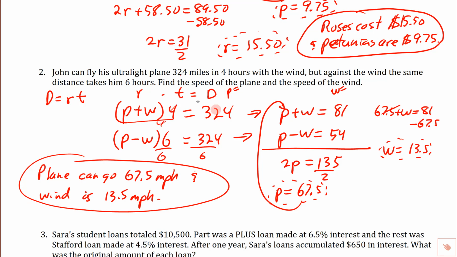We've declared the variables. We've set up a system. We solved the system. And then we didn't just say, oh, P equals this and W equals this. We actually wrote down in words what the answer to the problem was.